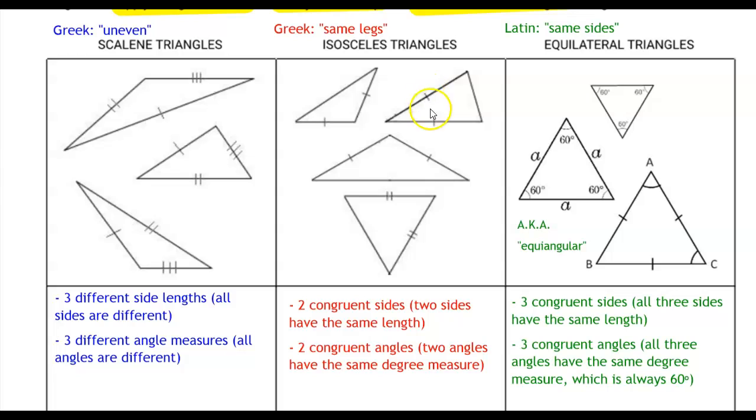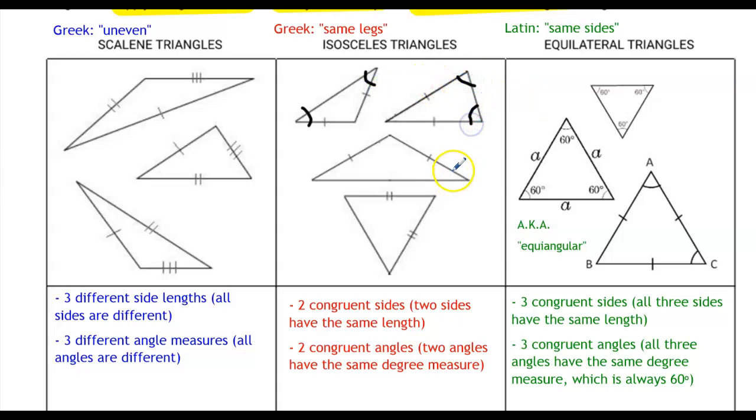For isosceles triangles, there's going to be 2 sides that have the same length. We call those 2 sides congruent sides because congruent means equal measures. 1, 2 with equal measures, 1, 2 with equal measures. And what we can do from that is say, well, if I know that 2 sides have equal measures, I know that 2 angles have equal measures as well. It's going to be angles that are across from the sides.